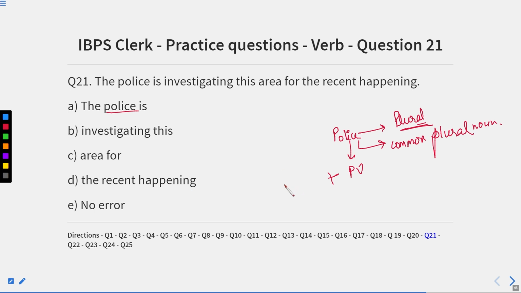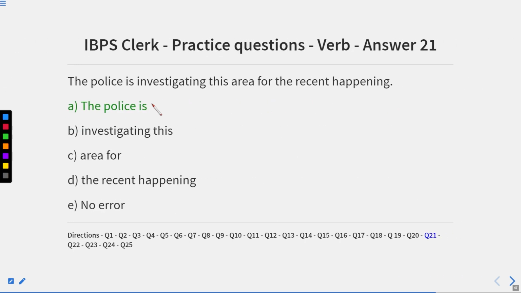One more thing is there. If we say policemen, policemen is plural, and policeman will be singular. So there is a difference between police and policemen. Here we are talking about this one. So our answer is A, where this "is" should be replaced with "are". Now let us move to the next one.